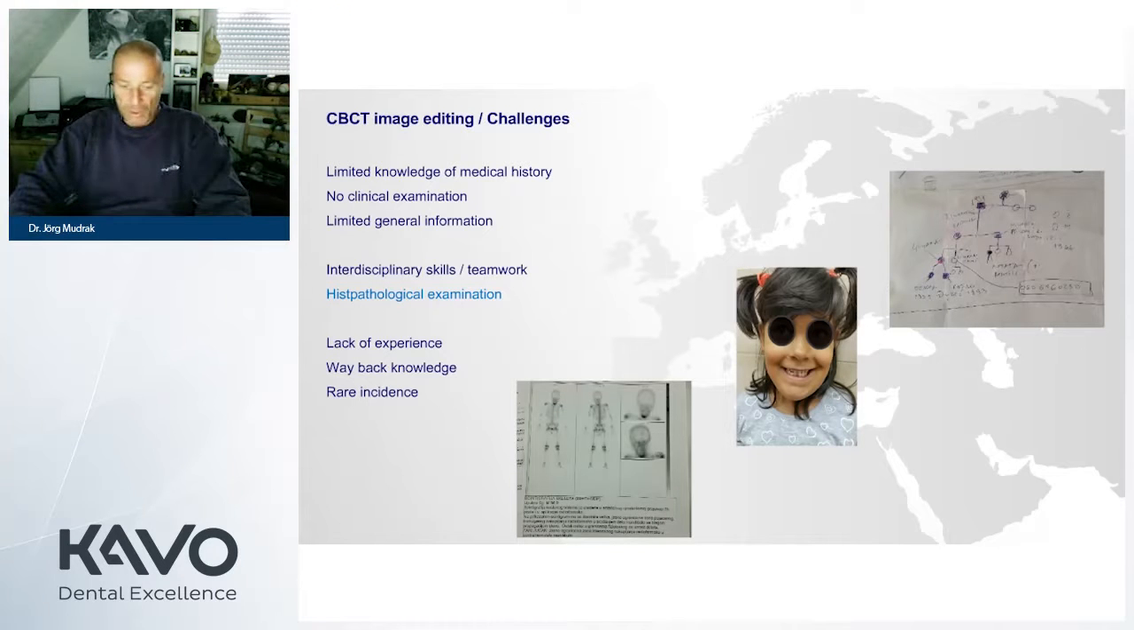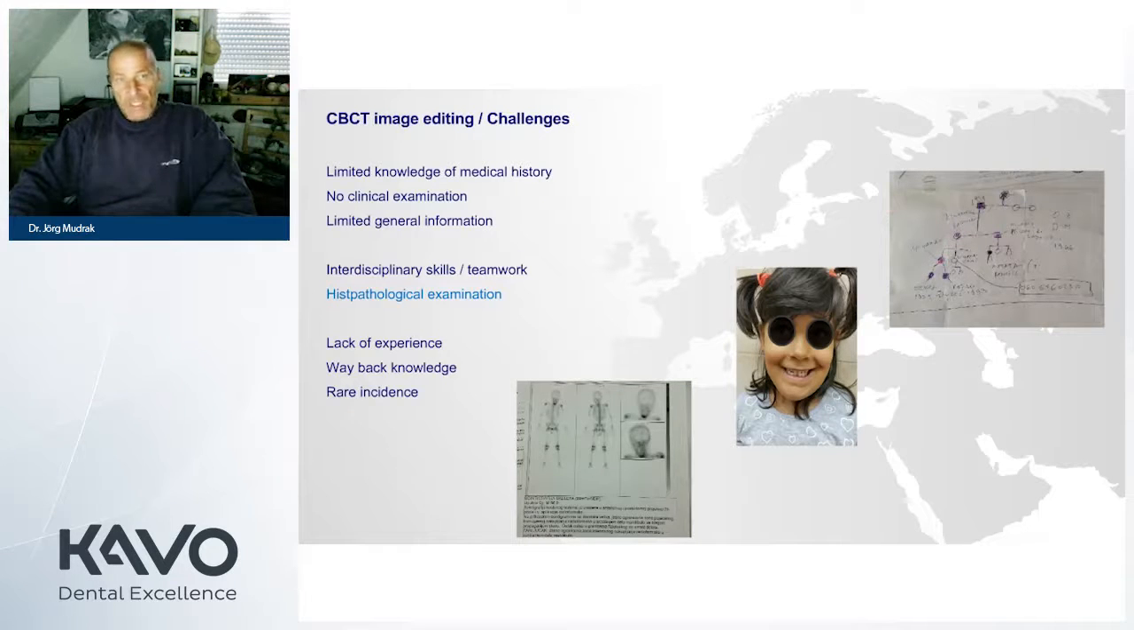If you are in your own clinic, you will have the anamnesis of the patient, the medical history. But if you are a referrer clinic, there might be some lack of information. That means we have, in most cases, a limited knowledge of the medical history. If you are just focusing on image editing, you are not able to perform any kind of clinical examination. And in most cases, with the globalization happening in the world every day, we have limited general information about the patient, about the background.